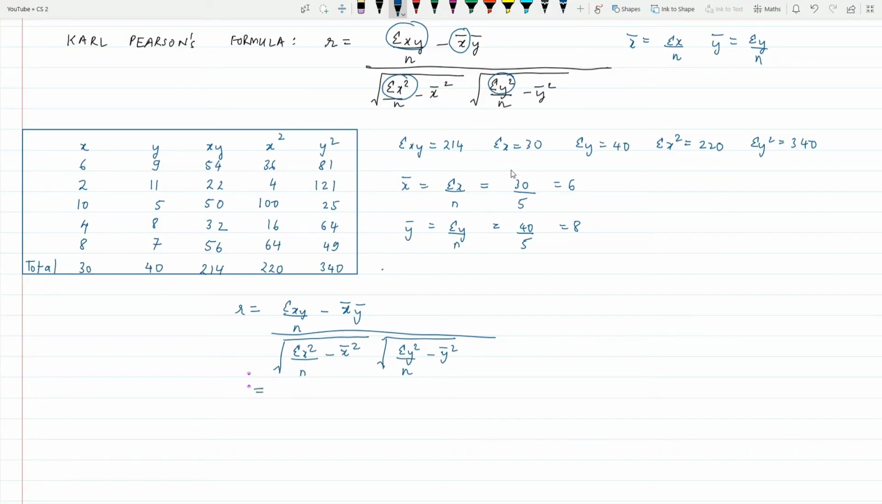Now let us substitute the values. So sigma xy is 214 divided by n, which is 5. X bar we have got as 6 and y bar we have got as 8. Coming to the denominator part, we need sigma x square divided by n, and sigma x square is 220 divided by n, that's 5, minus x bar square, that's 6 square, and here we will have sigma of y square, which is 340, divided by n, that is 5, minus y bar square, that is 8.